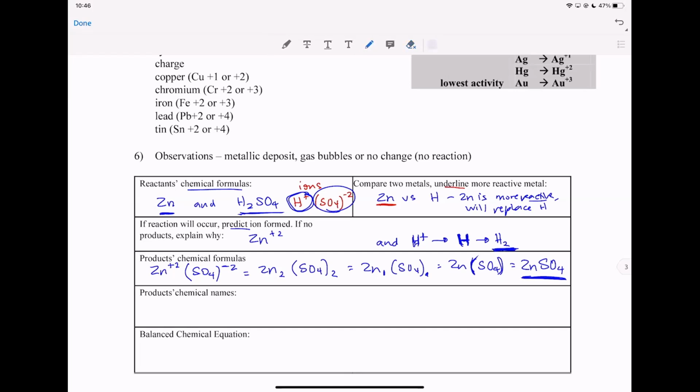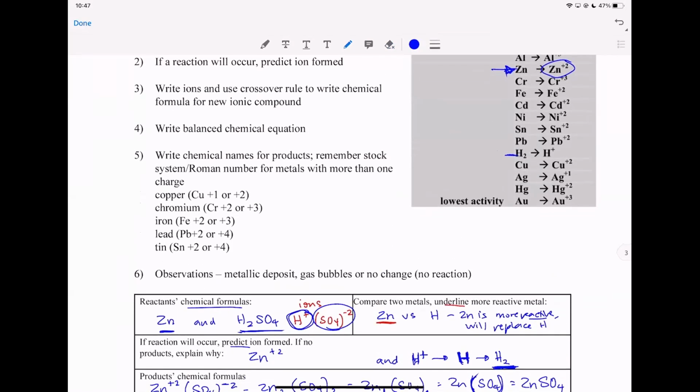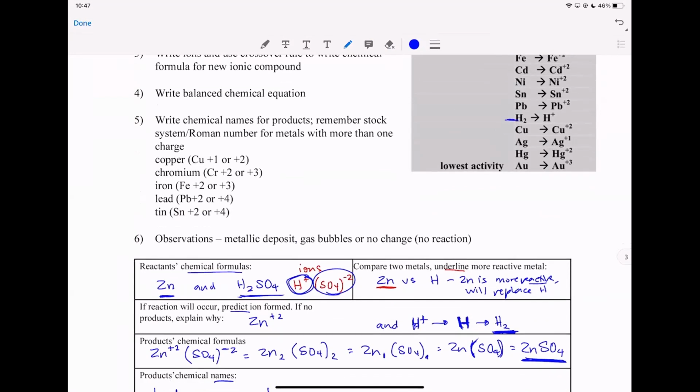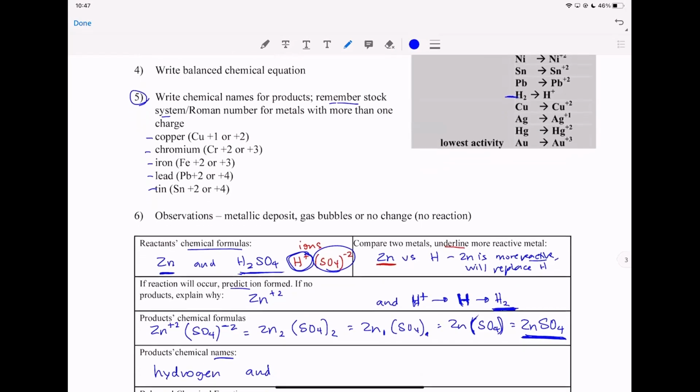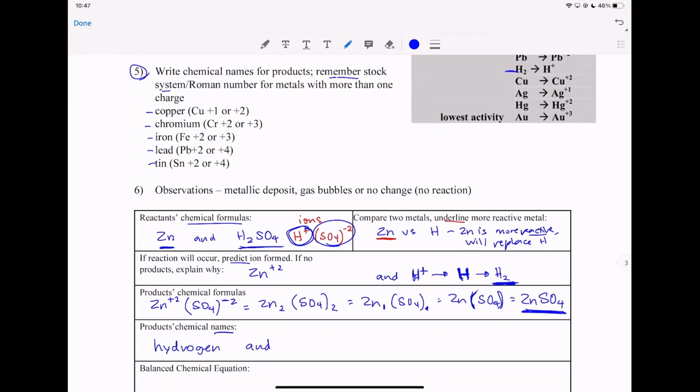So the names of those products are hydrogen, that's H2, and the name of ZnSO4. Well, you have the chemical names for those products. This is a reminder, step 5, that you need to remember the stock system. You need to remember to use the Roman number when you have metals that have more than one charge. That's for copper, chromium, iron, lead, or tin. Okay, zinc is not one of them. So when you're writing the name for zinc, you don't need a Roman number. You just need the name zinc. And then you need the name of that SO4, that's the polyatomic ion sulfate.